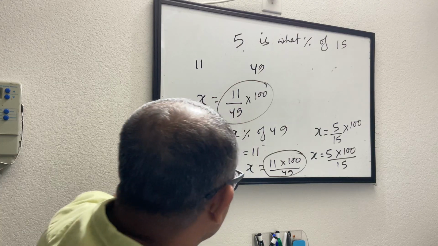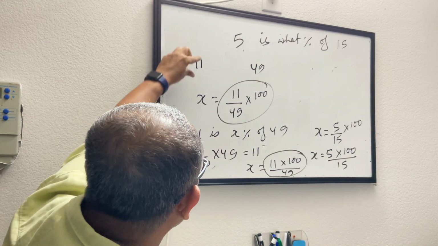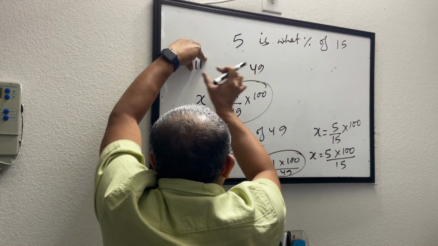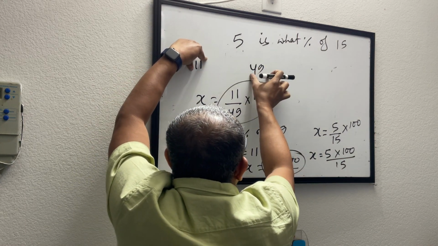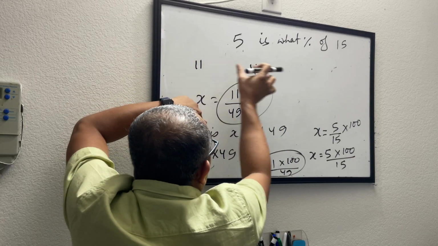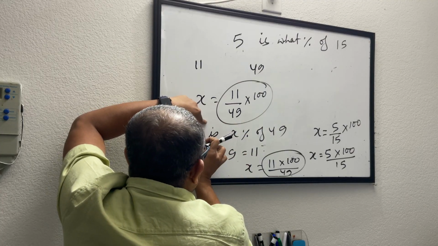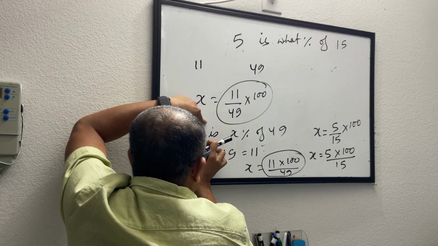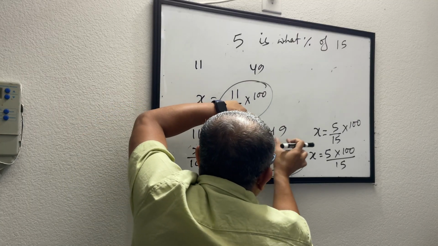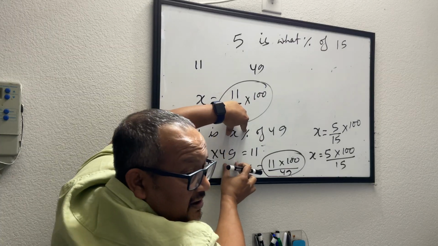So, see, I'm just reading it like English, okay? I'm trying to find out Manas's age is what percentage of my age. Let's say it is X, meaning 11, which is Manas's age, is X percentage of my age.